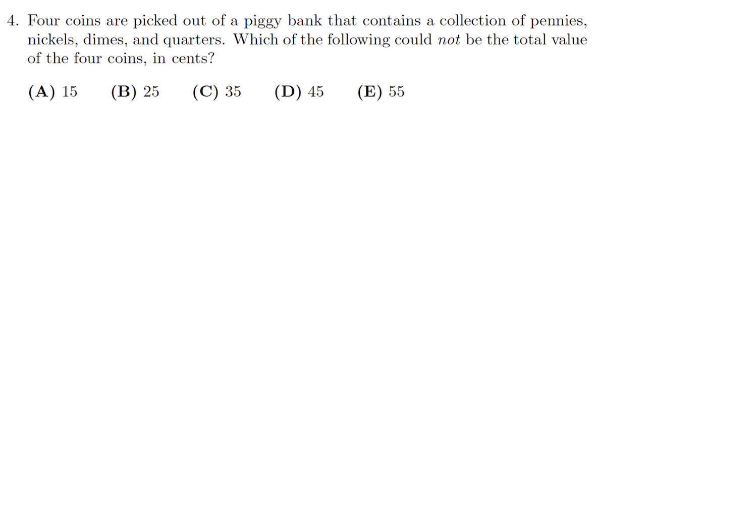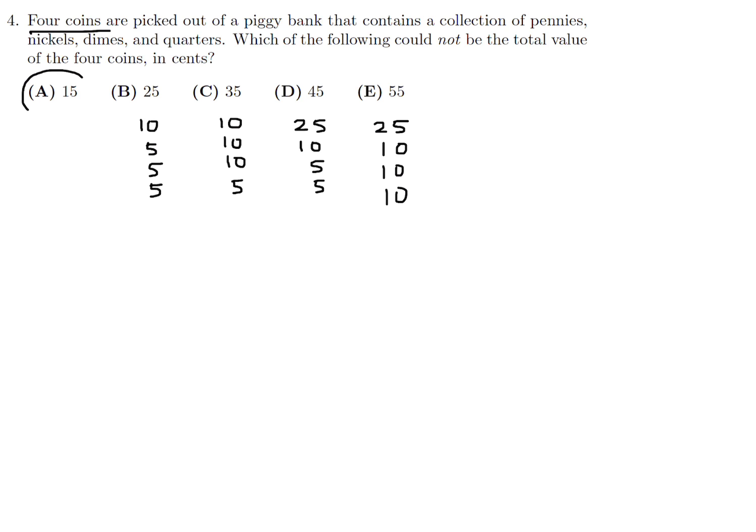4 coins are picked out of a piggy bank that contains a collection of pennies, nickels, dimes, and quarters. Which of the following could not be the total value of the 4 coins in cents? Well, let's see if we can figure this out. 55 you can get with a quarter and 3 dimes. 45 you can get with a quarter, 1 dime, and 2 nickels. 35 you could get with 3 dimes and a nickel. 25 you can get with a dime and 3 nickels. All of these have 4 coins, but you really can't get 15 in any scenario with 4 coins. So by process of elimination, the answer is A.